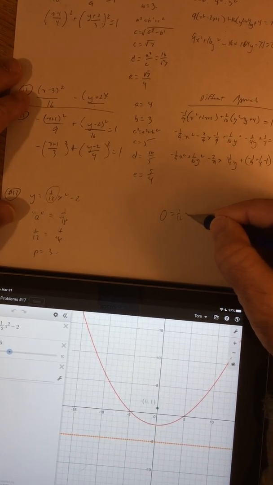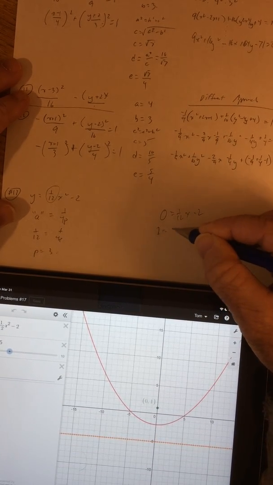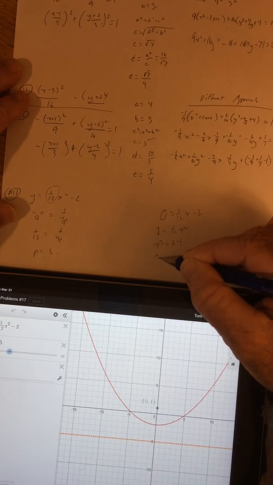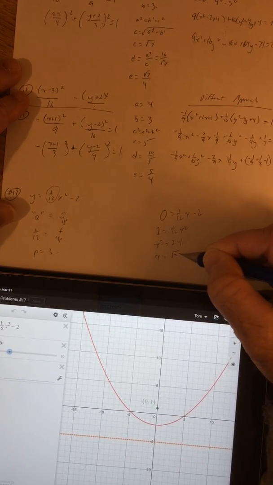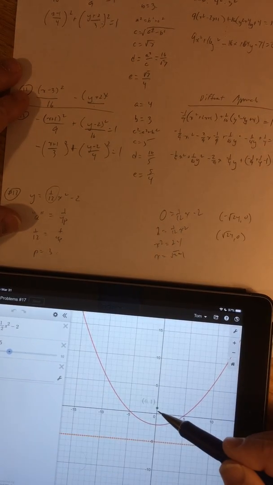Now, just as a quick check on this, if you look here where the x-intercepts are, if 0 is equal to 1/12 x squared minus 2, that must make 2 equal to 1/12 x squared, or x squared equal to 24. X must be the square root of 24. So that puts the x-intercepts at negative square root of 24, comma 0, and square root of 24, comma 0. The distance between either of these points in there is 5.